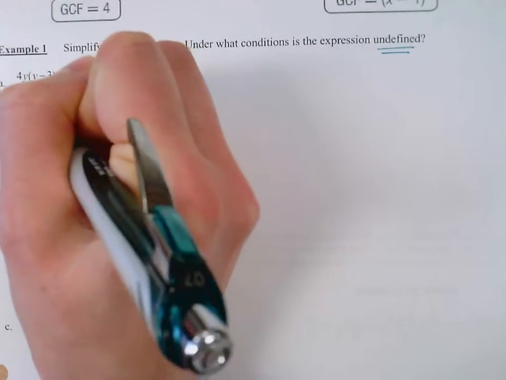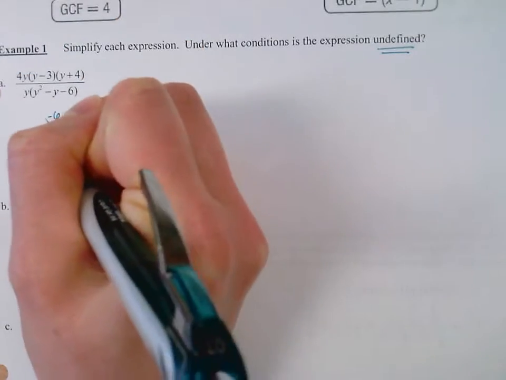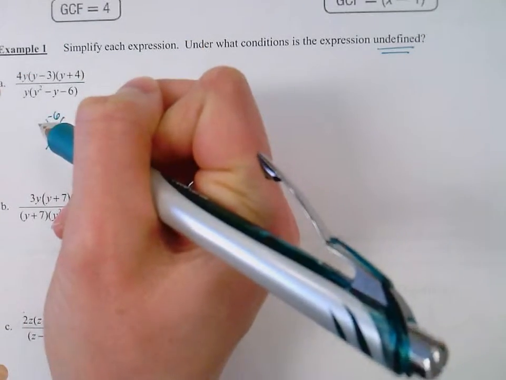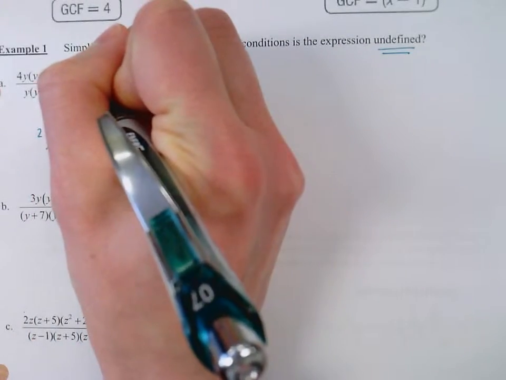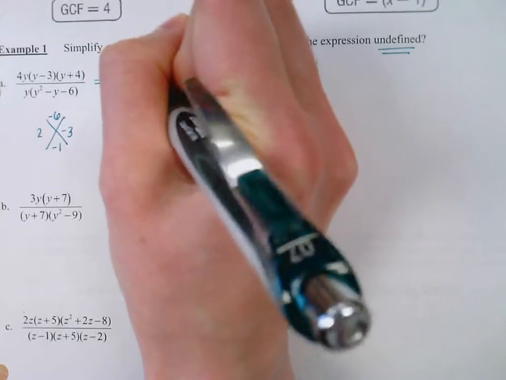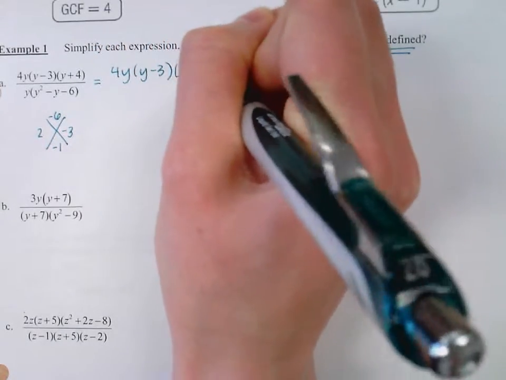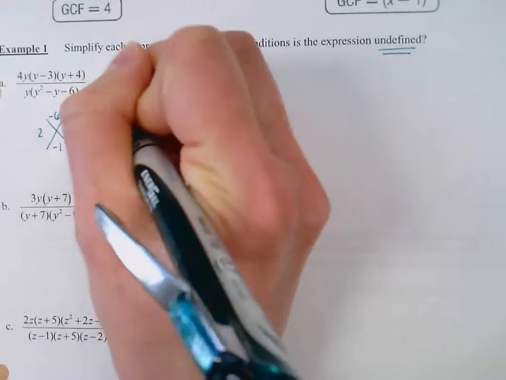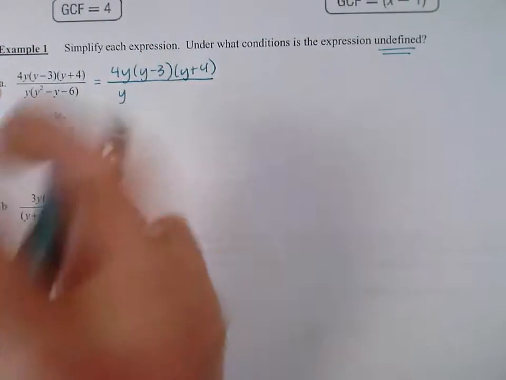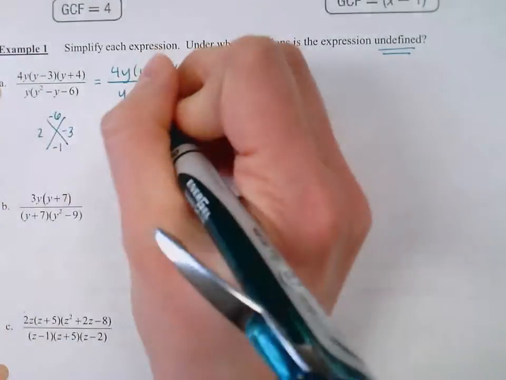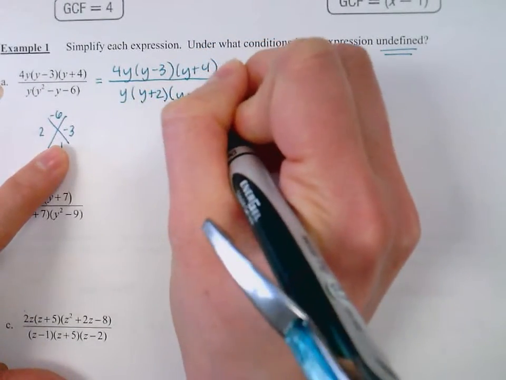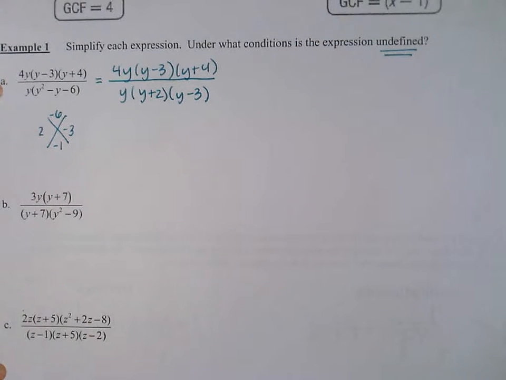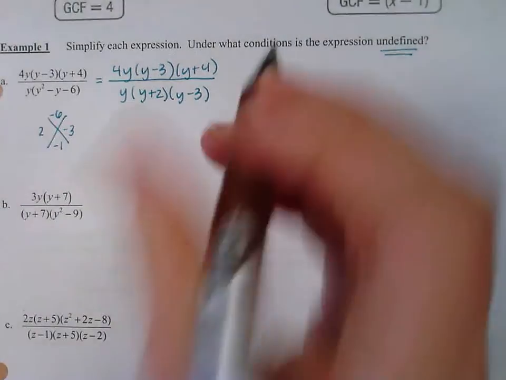So I'd be multiplying to -6 and adding to -1, which the two numbers that work are 2 and -3. I'm going to keep the numerator as it is, 4y times y minus 3 times y plus 4. And then in the denominator, I still have that y in front. And now because this is a 1y squared, I can go straight to my factors of y plus 2 times y minus 3. And once everything is factored, then I can cancel out any common factors.